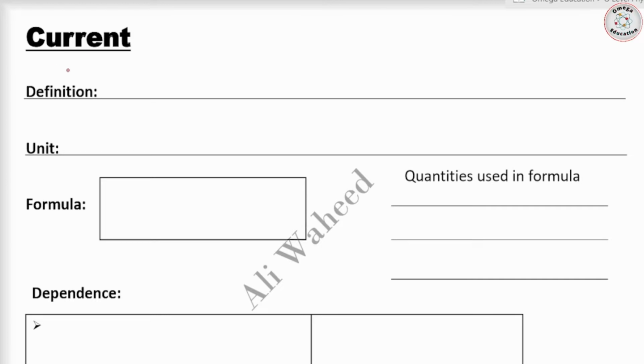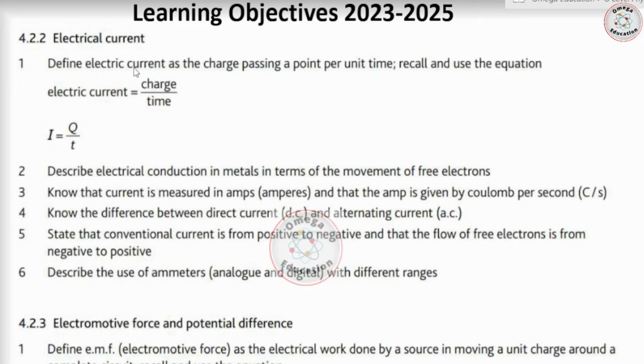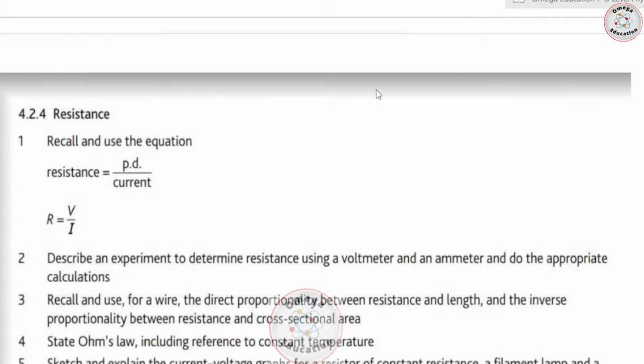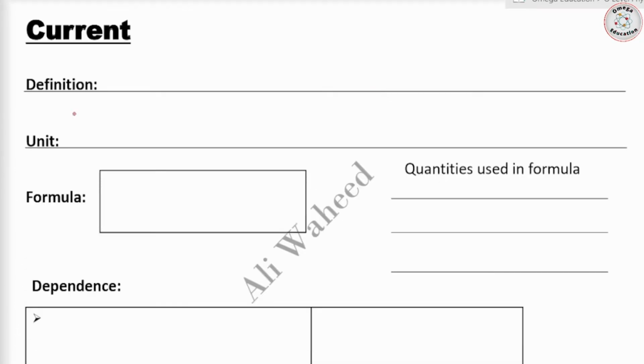And this one starts with the definition of current. Once again, I'm repeating, I'll be explaining each and every pointer in terms of the demands of O level physics. So, definition. Preferably, you should be writing the definition as demanded in the learning objective. So you read out the first one: define electric current as charge passing a point per unit time. So we'll be defining it in that way, charge passing a point per unit time.